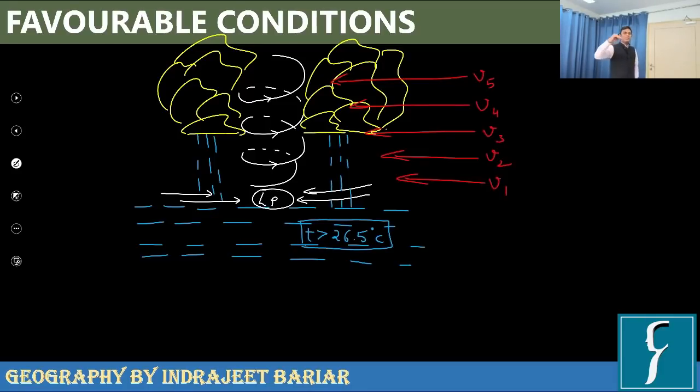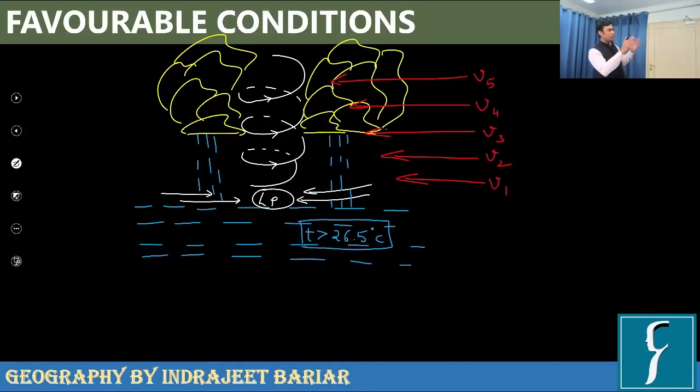This difference in the velocities, like v2 minus v1 or v3 minus v2, how much is the difference? This difference we call wind shear. Wind shear. How much a difference is there?